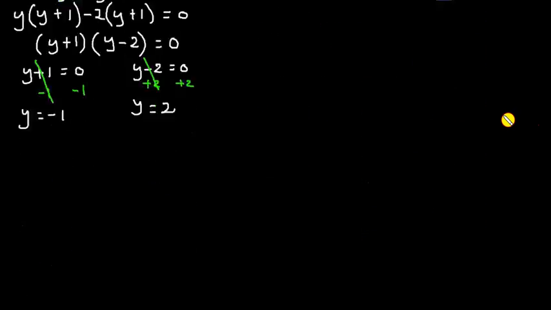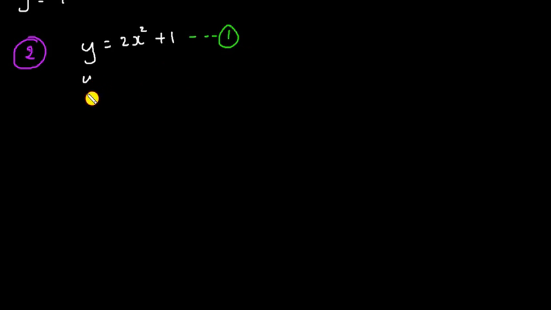Okay, so let us go on to the second example. What is the second example? Now, y is equal to 2x squared plus 1. And this is equation 1. And let us continue. Equation 2 is what? Y is equal to 7x plus 5. This is equation 2.